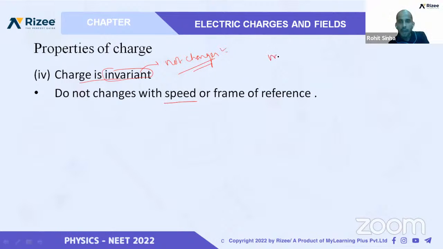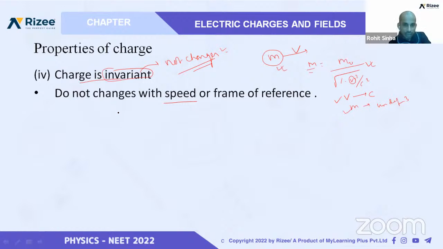If we suppose a mass m object is moving with velocity v, we have learned earlier that if mass is moving, then the mass of the object changes like this: M is equal to m naught by under root 1 minus v square by c square. You might have learned earlier that mass changes with velocity. And when velocity equals c, we get M is equal to undefined, because with velocity mass changes.